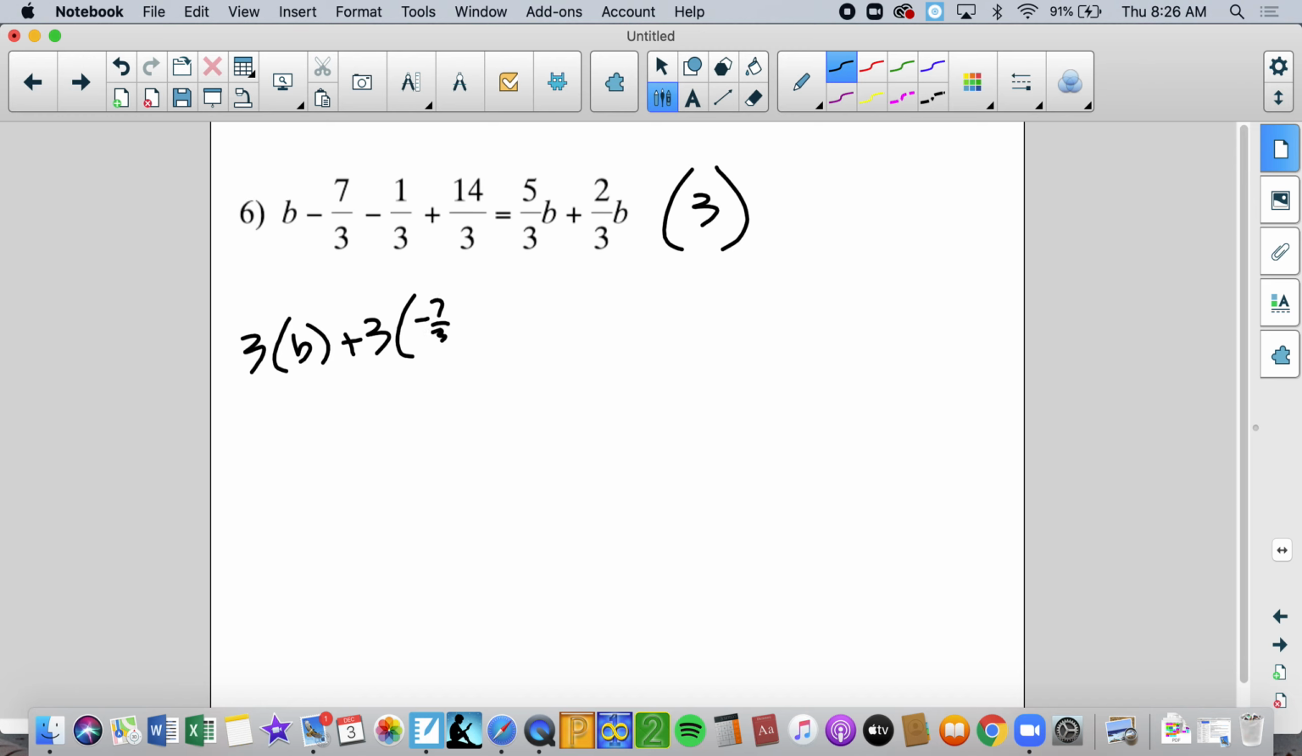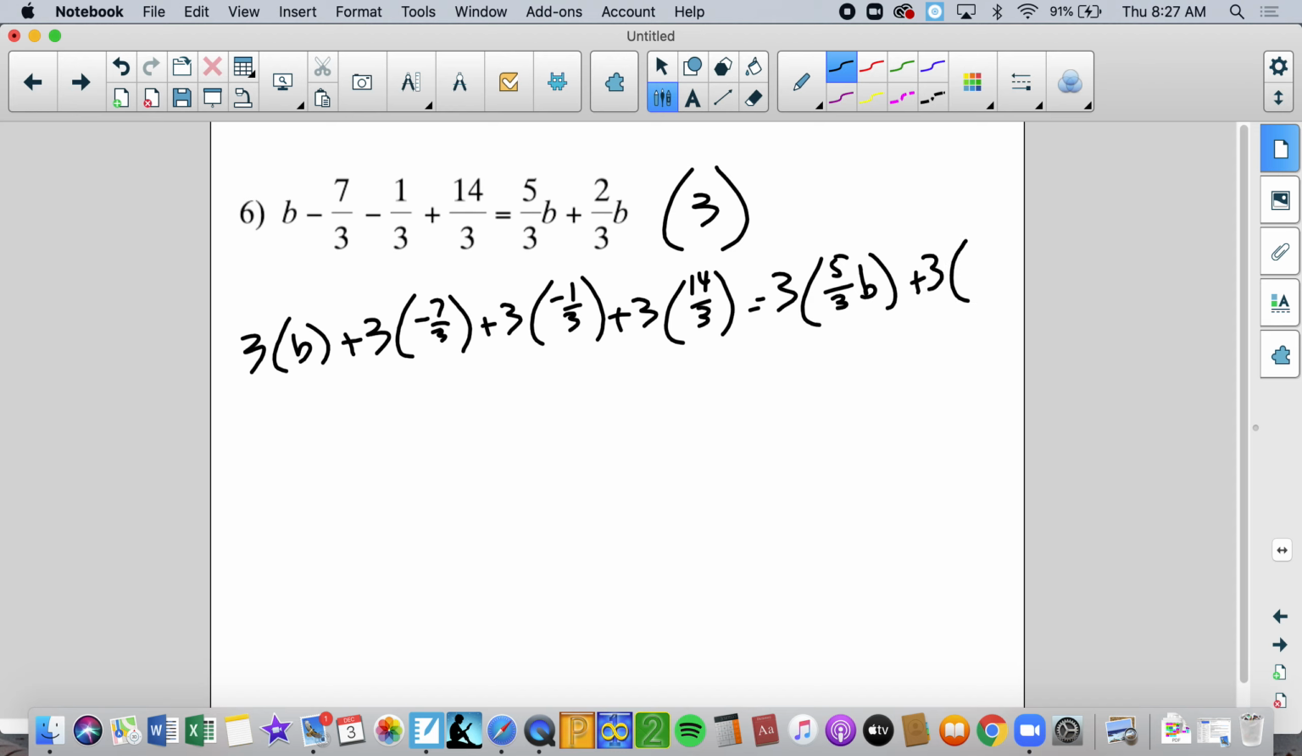times negative 7/3 plus 3 times negative 1/3 plus 3 times 14/3 equals 3 times 5/3 b plus 3 times 2/3 b. Some people would ask, hey, Mr. Mack, can I simplify before that? You could. You could absolutely, since they all have common denominators, meaning these, let's include the negative. You could have combined all those constants. They're on the same side. They have the same denominator. I'm okay with that, but I like this technique.